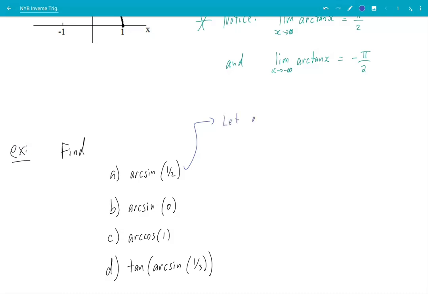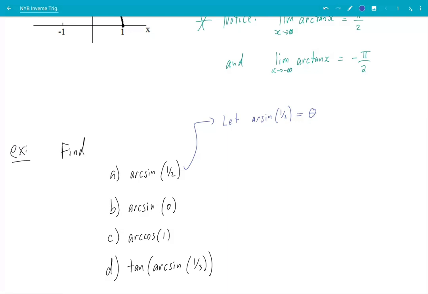So let arc sine of 1/2 be an angle. Okay, why am I choosing an angle? Well, if you think about sine of blah, blah, blah, this gives a number, right? So sine takes an angle and gives you a number between -1 and 1. So it stands to reason that arc sine is going to do the opposite. It's going to take a number and give you an angle.